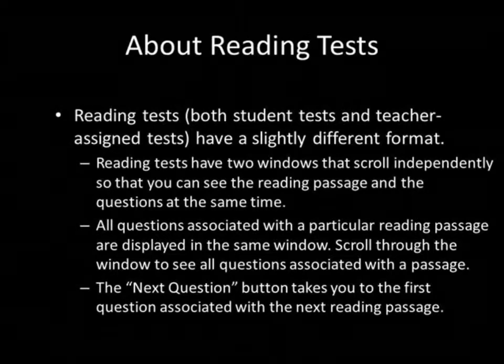This year, reading tests, both student tests and teacher-assigned tests, have a slightly different format. Reading tests have two windows that scroll independently so that you can see the reading passage and the questions at the same time. All questions associated with a particular reading passage are displayed in the same window. Scroll through the window to see all questions associated with a passage. The Next Question button takes you to the first question associated with the next reading passage.